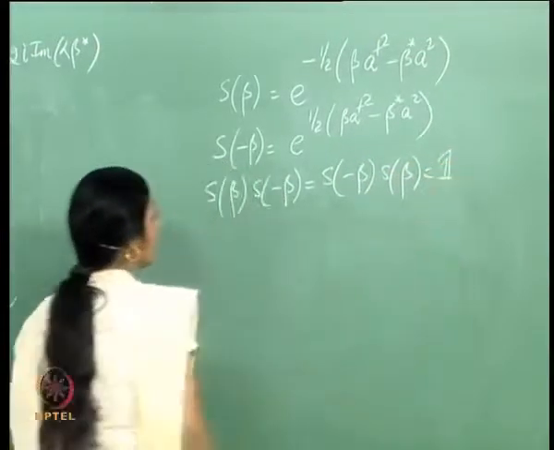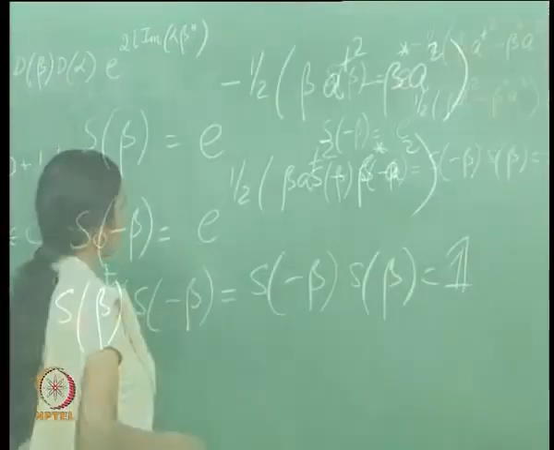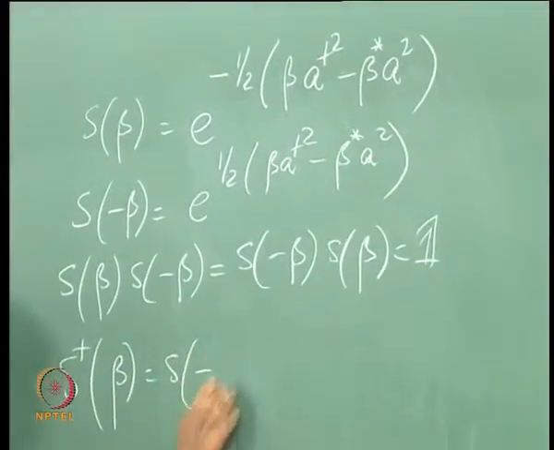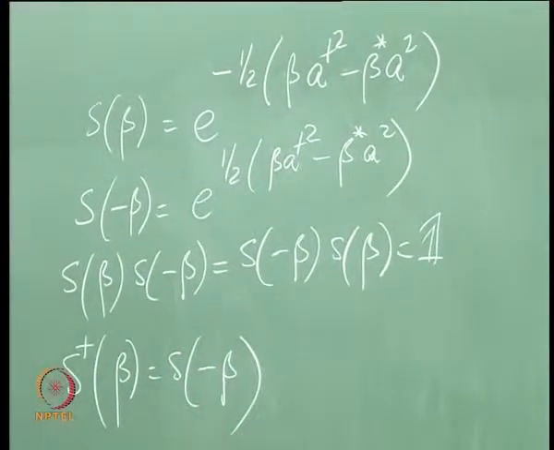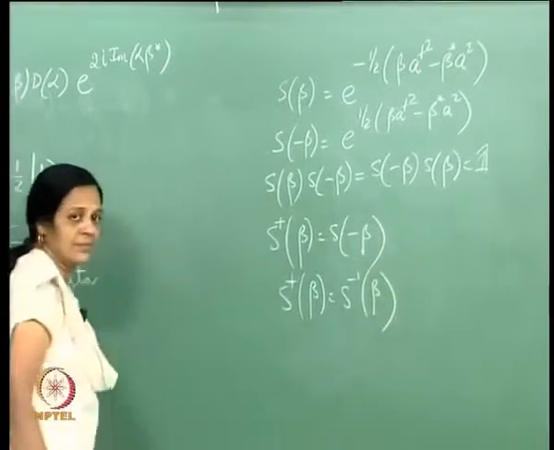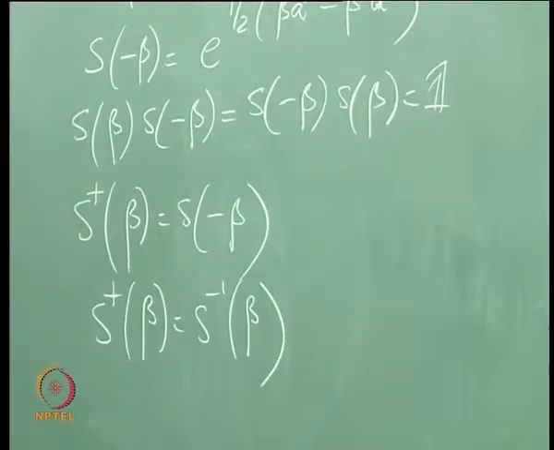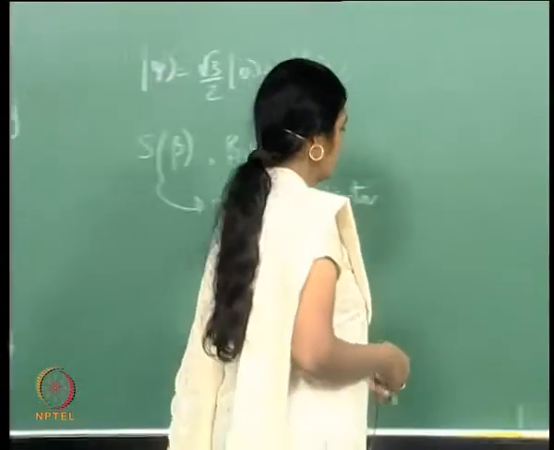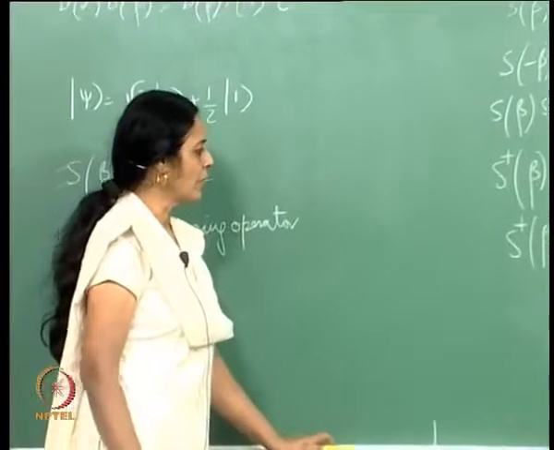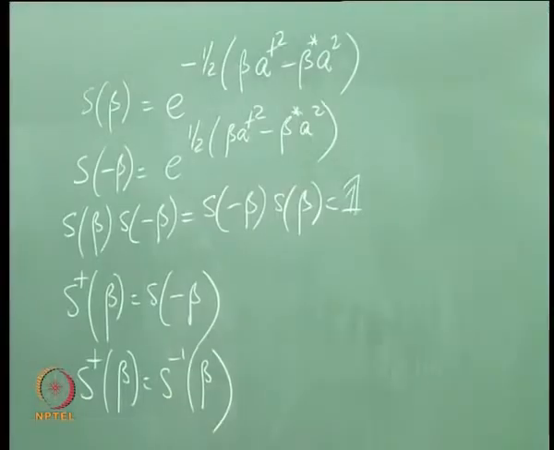By 1 I mean the identity operator. Therefore, S dagger of beta is S of minus beta. This is a unitary operator, and therefore S dagger of beta is S inverse of beta. Even as the displacement operator is a unitary operator, the squeezing operator is another unitary operator. Now, let us find out the action of the squeezing operator on a and a dagger.